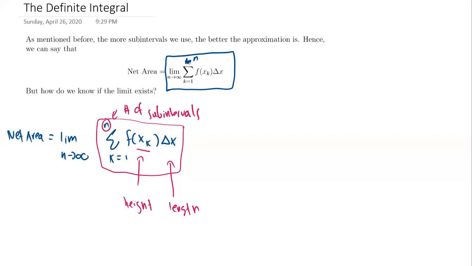How do we take a sum of infinitely many terms? I don't know, right? And then what if this limit doesn't even exist? Then what's going on? Okay. So logically, this definition makes sense, right?